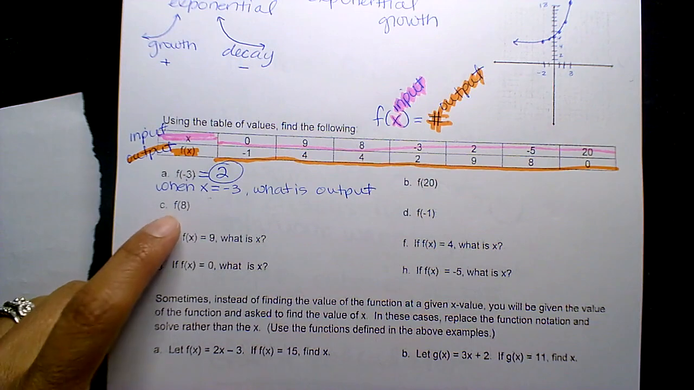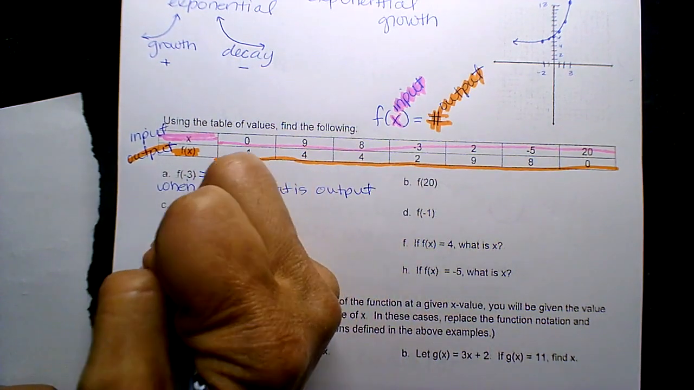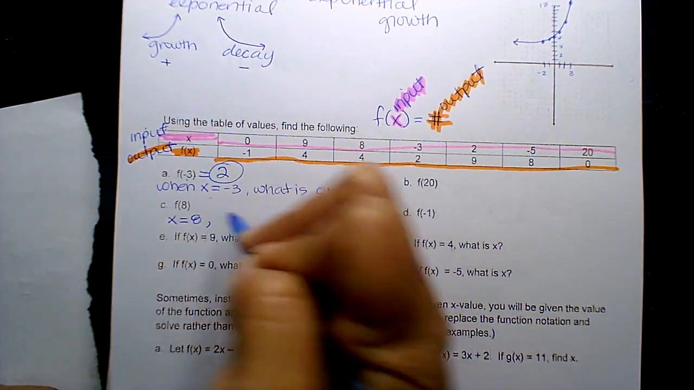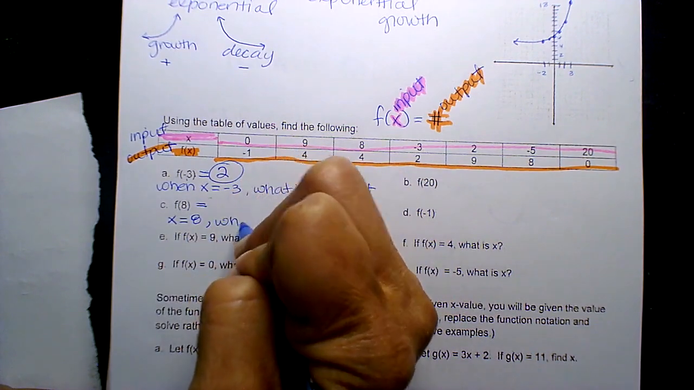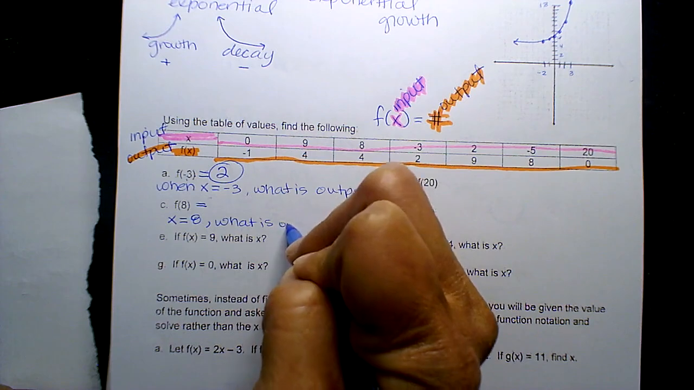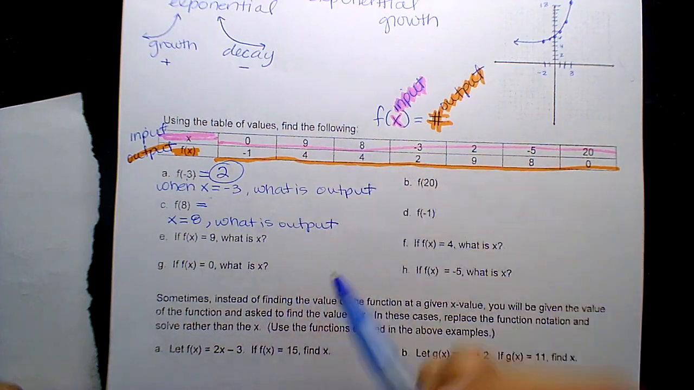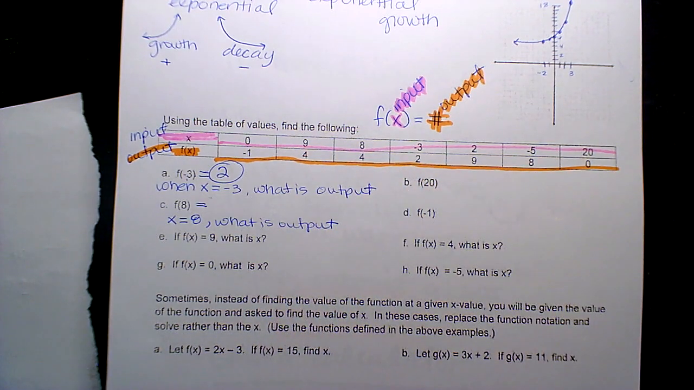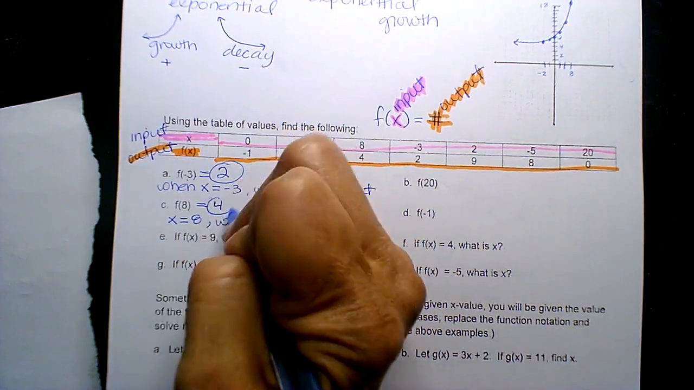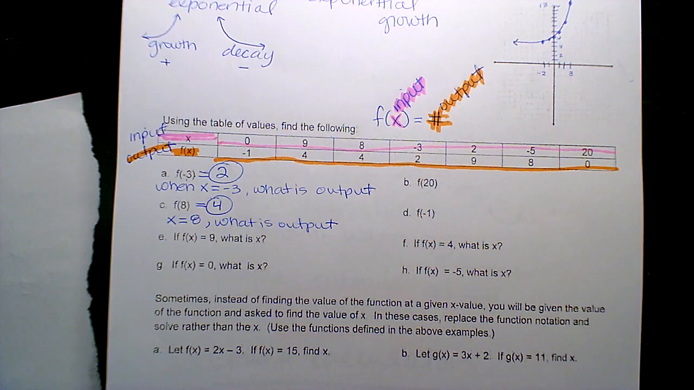Okay, so here, if they want f of 8, they're telling you if x is equal to 8, what is the output? And so what is it? 4. Perfect. Easy. Okay, so now E and G are, if I give you the output, what's the input?